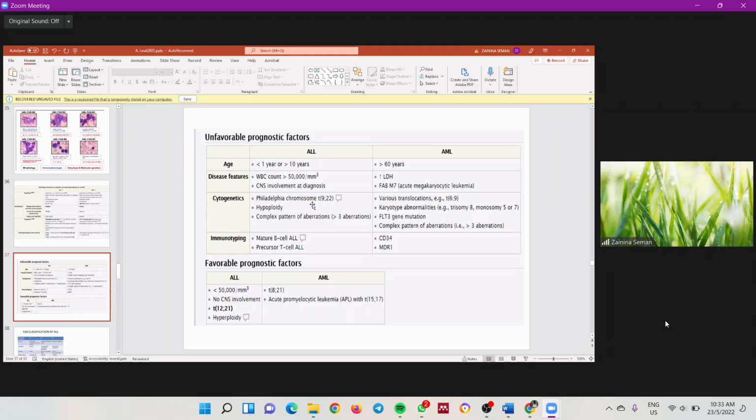And if there is the presence of a Philadelphia chromosome, again, this is also a bad prognosis. And for the immunophenotyping, T-ALL carries a bad prognosis as compared to B-ALL. And apart from that, these are the favorable and unfavorable prognostic factors for ALL.